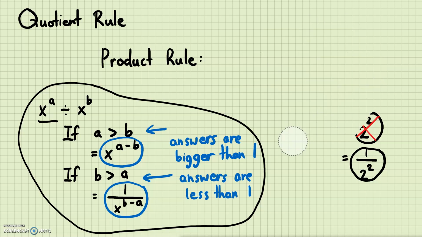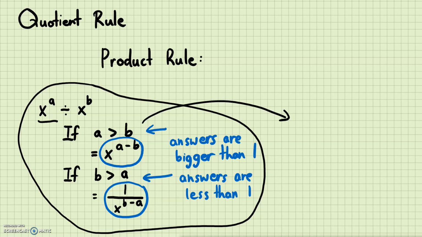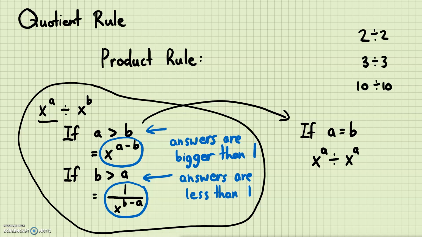There's a special case with the quotient rule, and that is what happens if a equals b. In this case, let's bring this case over here. If a equals b, so that means we're going to have the same number divided by the same number. And if you remember from elementary school, whenever you divide the same number by the same number, for example, 2 divided by 2, 3 divided by 3, 10 divided by 10, you always get 1. And this is going to be the same here. You're dividing the same number by the same number, so you're going to get 1.